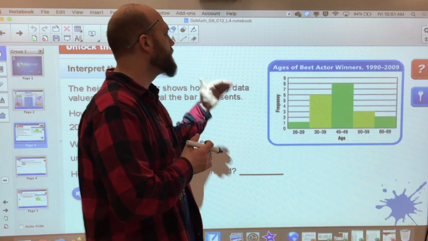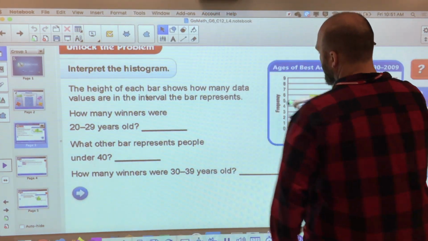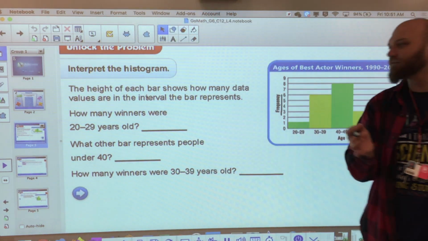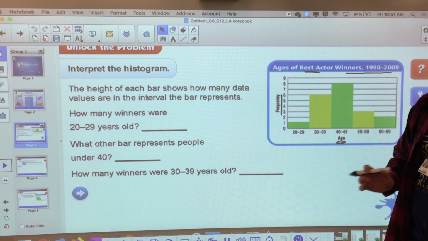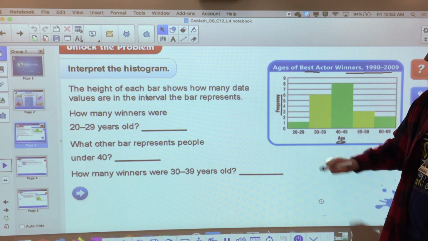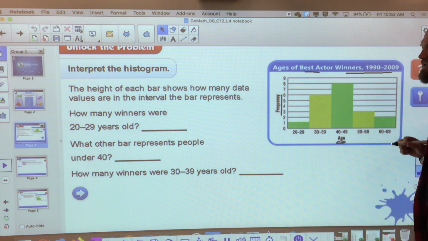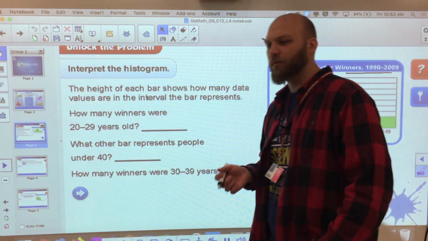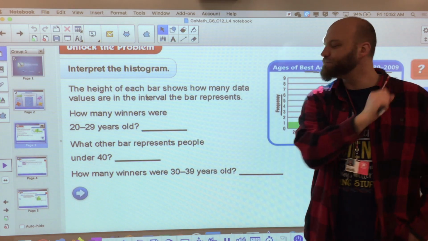But between 40 and 49, that's when they're most likely to win. Okay? So let's break this down and interpret it. You can see here we have frequency. You always have to label your graph. We have a title. And then we have a defining trait, the age, right? With the age, we have a range, 20 to 29, 30 to 39, 40 to 49, 50 to 59, and 60 to 69. However we want to define that, it needs to be uniform. It needs to be the same chunk for each one.